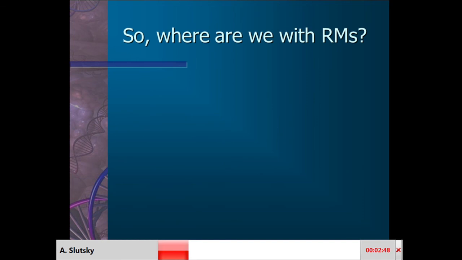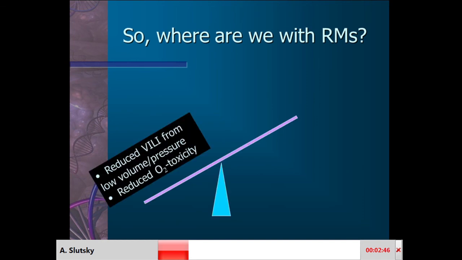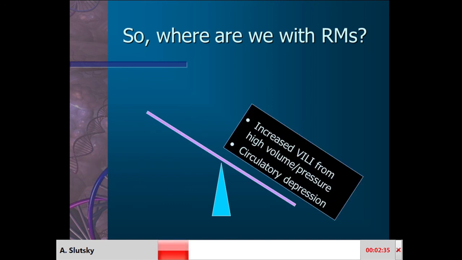So where are we now with recruitment maneuvers? Well, if you think about this, what we have is a balancing act. We're trying to reduce ventilator-induced lung injury with low volumes, high pressures. We're trying to decrease oxygen toxicity, which we can. We do recruitment maneuvers. However, on the converse side, we can have increased ventilator-induced lung injury from higher pressures and high volumes, and we can certainly have circulatory depression.